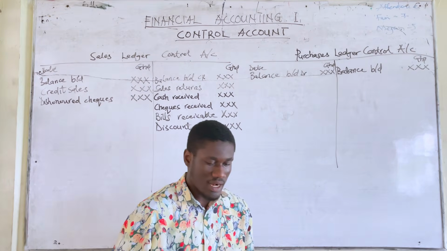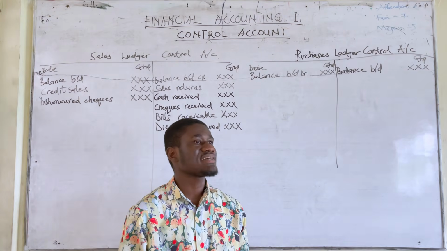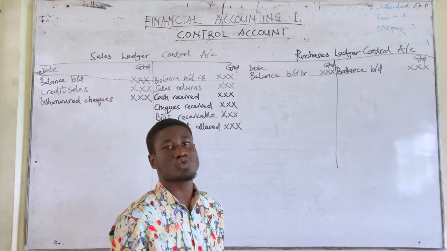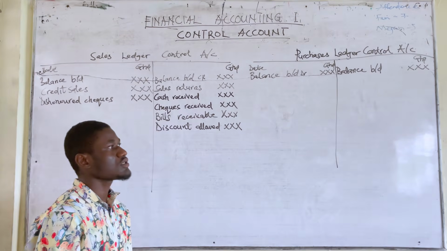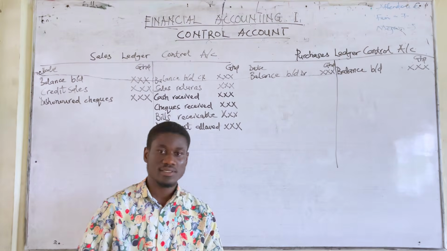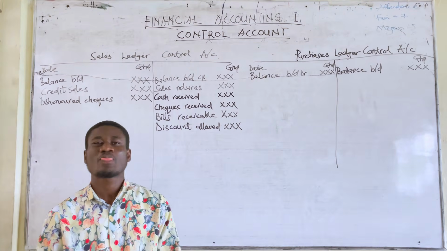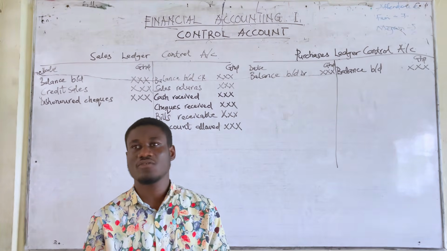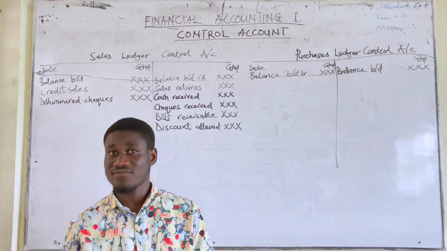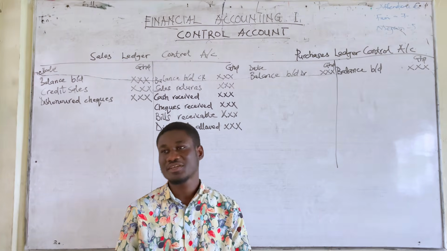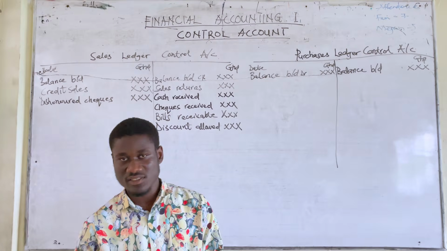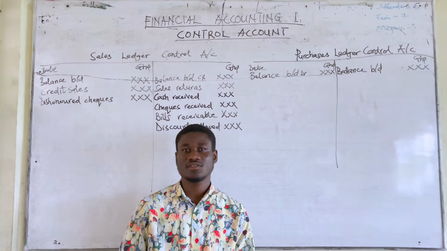Discounts allowed. Good. So discount allowed is the amount or the discount we allow to our customers. If the customers have to pay 1,000 Ghana cedis worth of goods, then we allow them a discount of, let's say, 500. So now you are paying what? 500. Okay, I'm using 500, 500. So let's say 50 cedis. You have to pay 50 cedis.